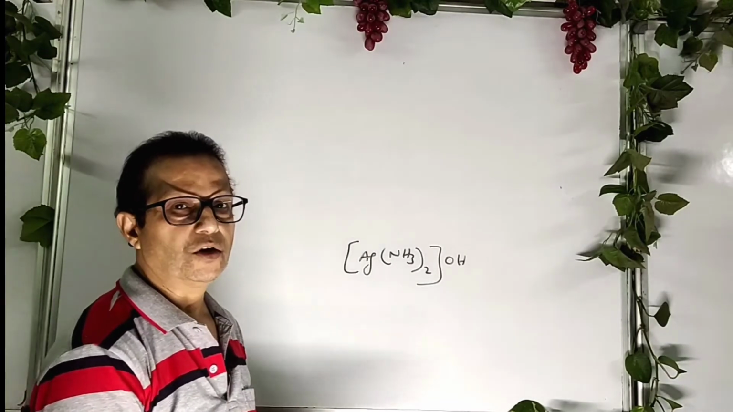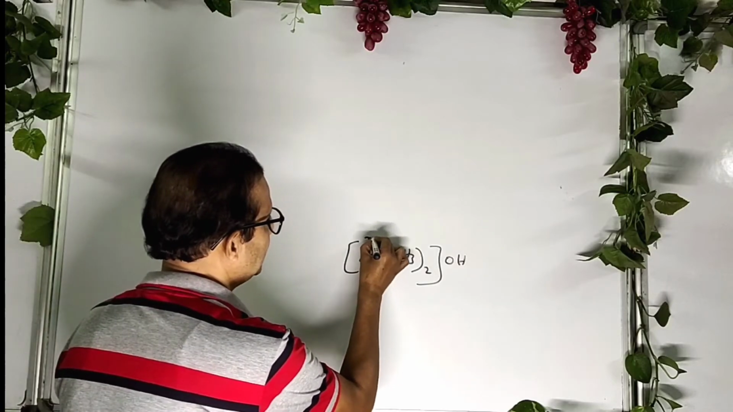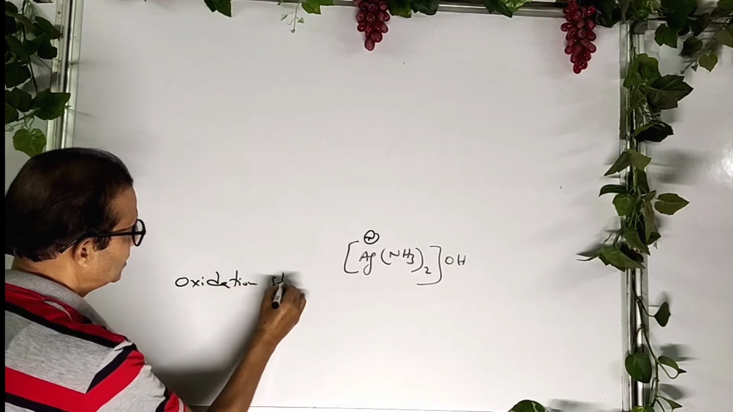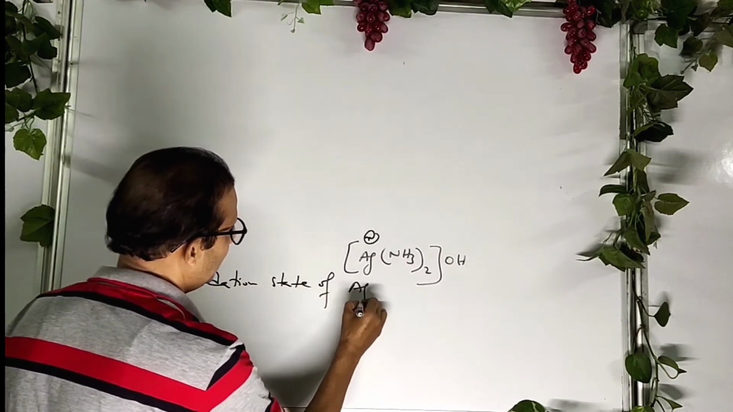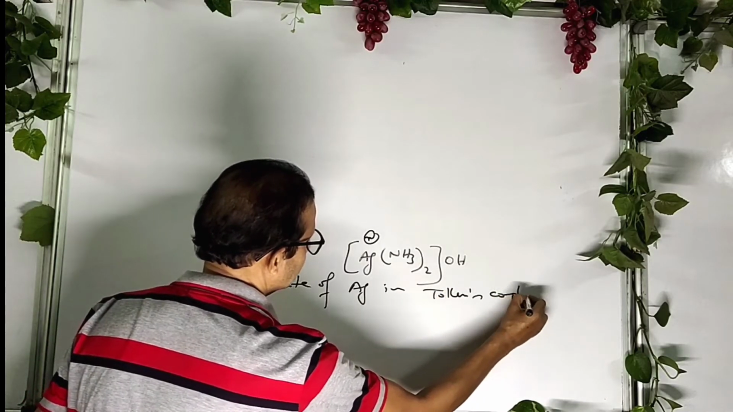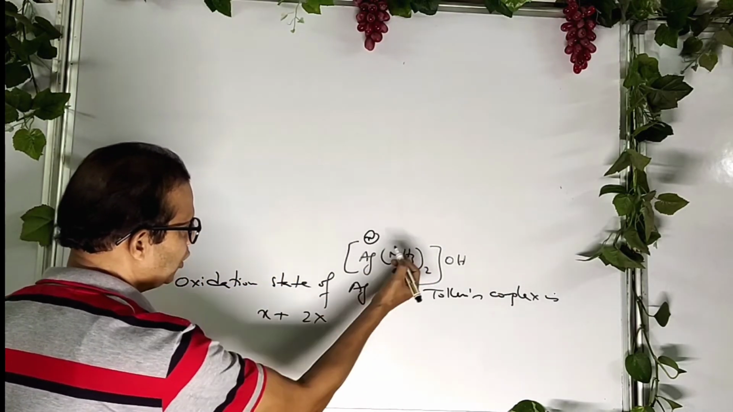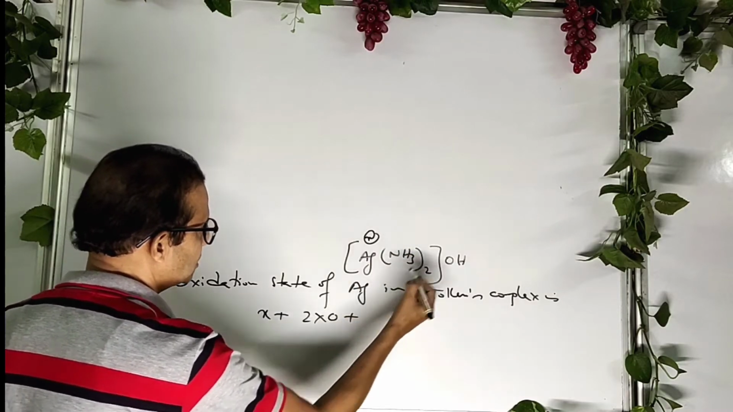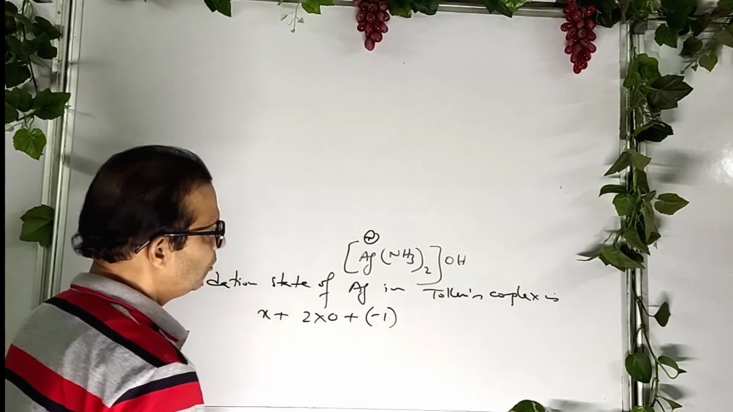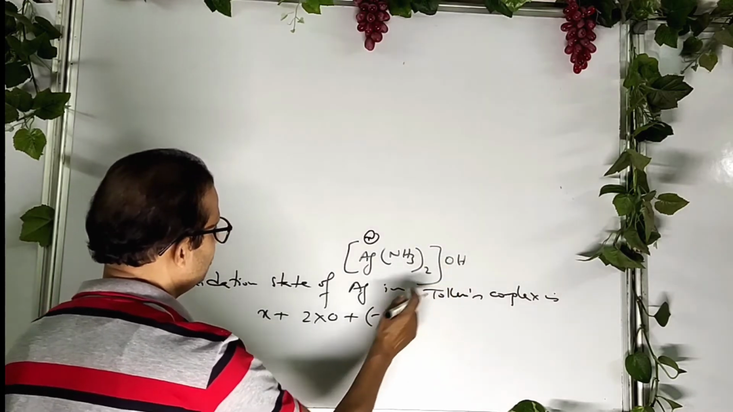So tell me, this is Tollens complex. What is the oxidation state of silver in Tollens complex? Let the oxidation state be X. So X plus 2 times ammonia, which always has oxidation state 0, plus hydroxide ion, which has oxidation state -1. You know that whenever you dissociate sodium hydroxide, sodium is positive 1, OH is negative 1, so always negative.